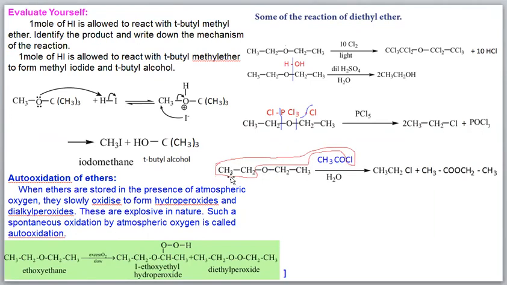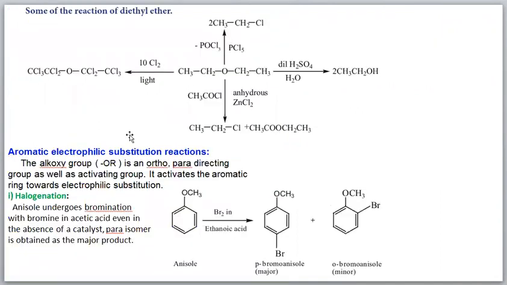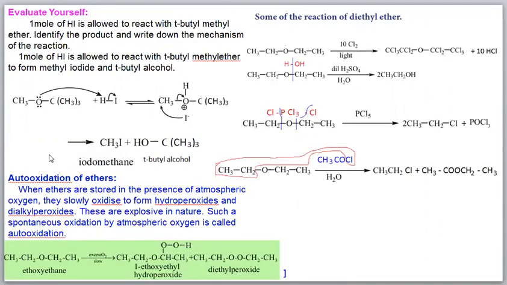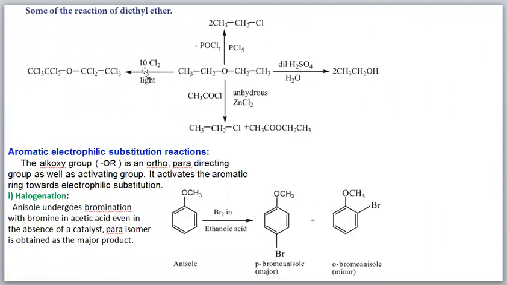See, diethyl ether reacts with acetyl chloride. Now this ethyl group combines with the chlorine to form ethyl chloride. The remaining part will join, so we get CH3COOCH2CH3. These reactions we already studied, these four reactions given in this form, like a flow chart. Then, aromatic electrophilic substitution reactions.